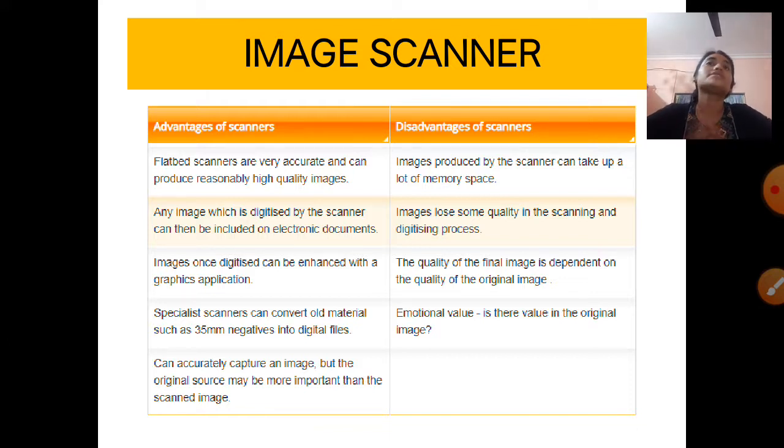What about the disadvantages? Images produced by the scanner can take up a lot of memory space. Images lose some quality in the scanning and digitizing process. The quality of the final image is dependent on the quality of the original image. What about emotional value? Is there value in the original image? No. After modification, the original image value is lost. So, this is all about the scanner.